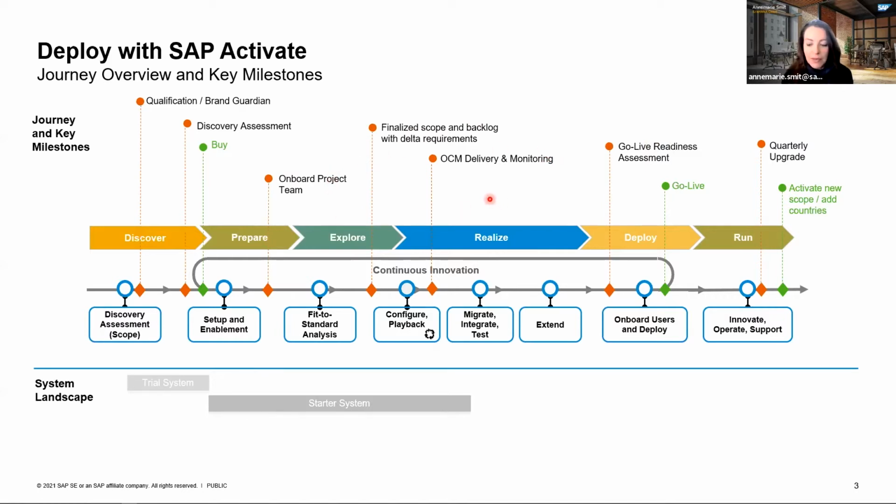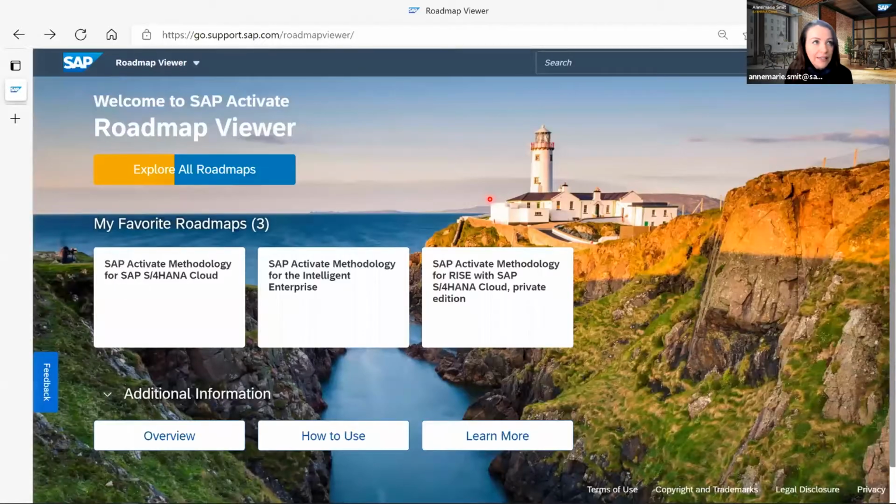Now, I do want to just show you what it looks like. So if we go in go.support.sap.com, you can see the roadmap viewers. And here you can see my favorites. So it's S/4HANA Cloud, we've got the Intelligent Enterprise, and then also the private edition. Know that there is a roadmap for your solution.